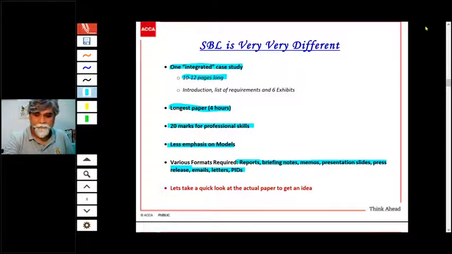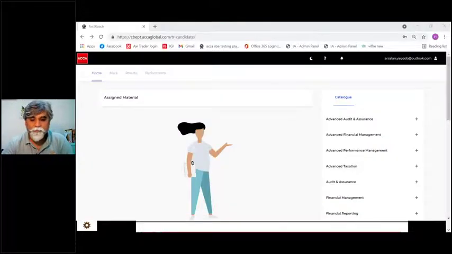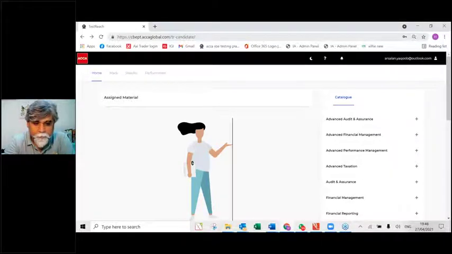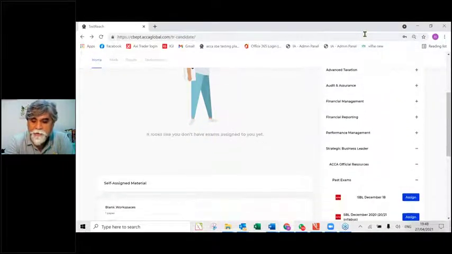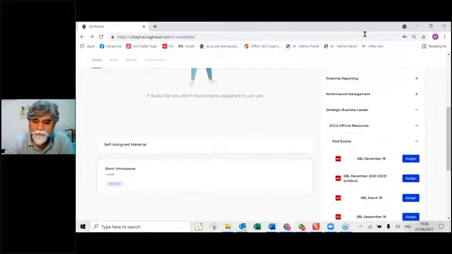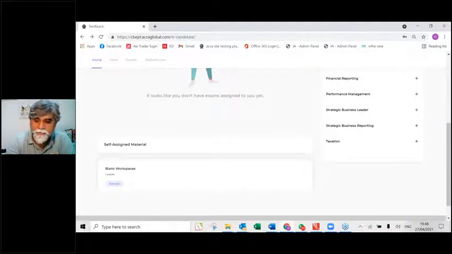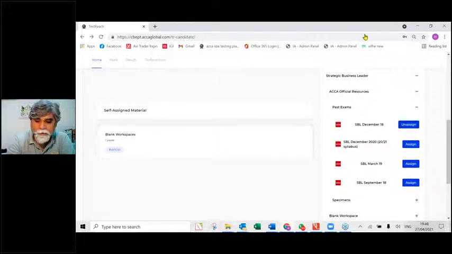All right. So guys, do you want to take a look at how your SBL paper looks like, especially for those who are giving first attempt? Okay, so I am now on ACCA's Practice to Class Pass platform. I go to Strategic Business Leader. I click on Strategic Business Leader. And we will be doing, let's do this one.